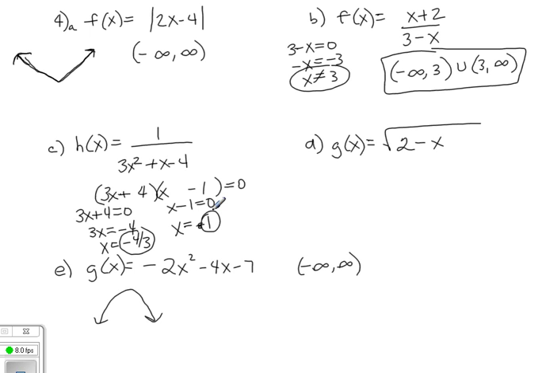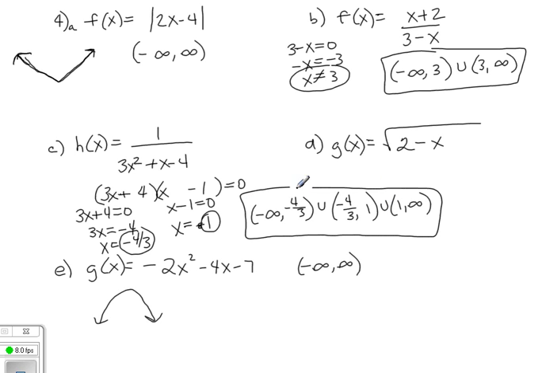Now the trick is writing that into interval notation. So the interval notation would be everything except those two. So from negative infinity to negative 4/3, I'm going to join that together with the interval from negative 4/3 to 1, and then from 1 to infinity. Notice there are parentheses around each one of those. We can't include those values in our domain. So that's going to be your domain for part C.